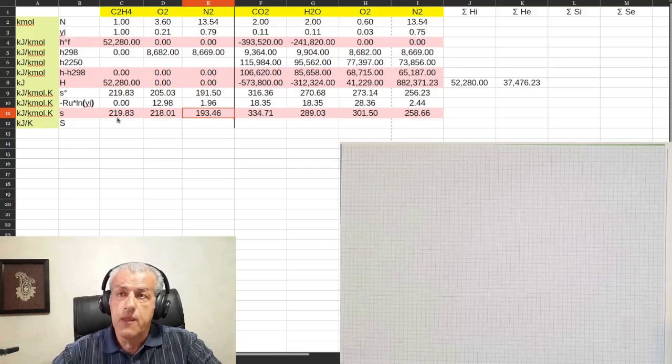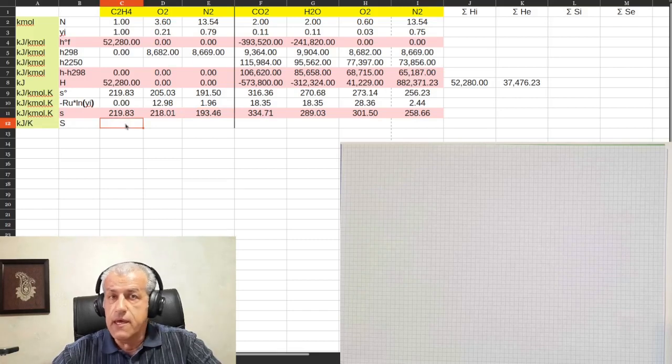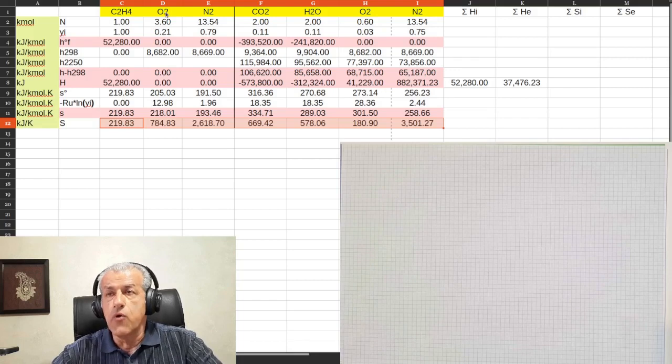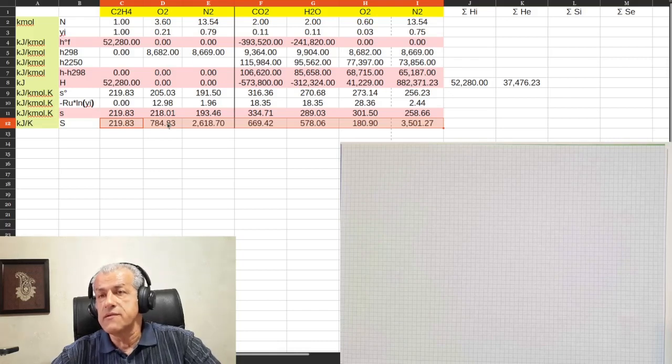Now, multiply them by their number of moles, and here we would have the total entropy of that constituent in the mixture. Okay, so the entropy of C2H4 in the reactants is 219. The total entropy of O2 in the reactants is 784.83, and so on.